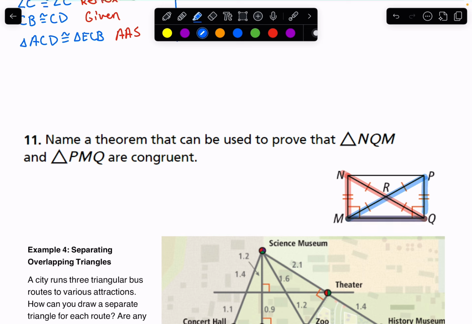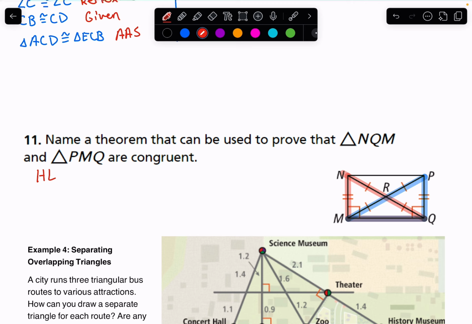So when I look at these, I'm looking for congruency theorems, and the first thing I see is that these are right triangles. And I'm thinking, ooh, we learned a right triangle theorem. We learned hypotenuse leg. So let's see if these have hypotenuses and legs. It looks like my hypotenuse has 2 pieces with hash marks, and so does this one, so they're congruent. I have this leg with 2 hash marks and this leg that's 2 hash marks. So these could be congruent by hypotenuse leg.